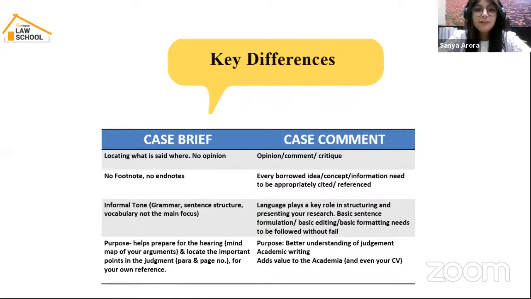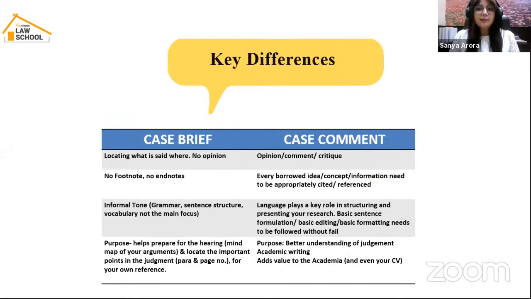I would just like to clarify here that a footnote and endnote is to locate the original source. So the paragraph you mention over there, the style and the way you cite it, is different. The paragraph and page numbers you mention in a case brief are very informal, and they are for you to locate the points in the judgment, not to locate the original source of it. So you have to understand that difference very clearly. There is an informal tone. As you saw, I used abbreviations, I used hyphenations, I used incomplete sentences which were not even grammatically correct at all times, but they made sense to me. At the same time, you have to keep in mind that you're not using SMS language, you're not using LOL, ROFL, and things like that.